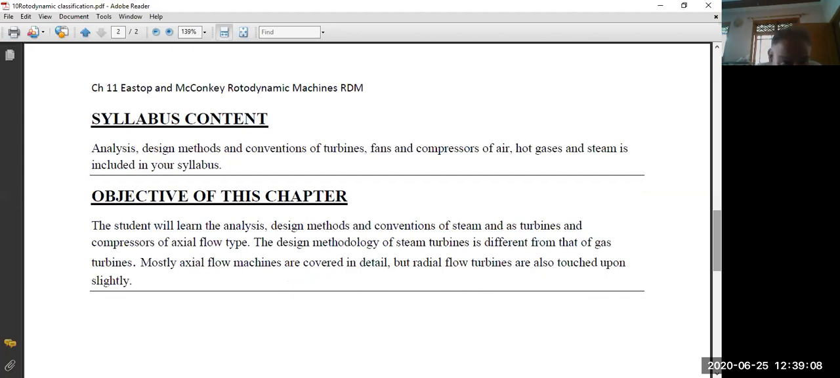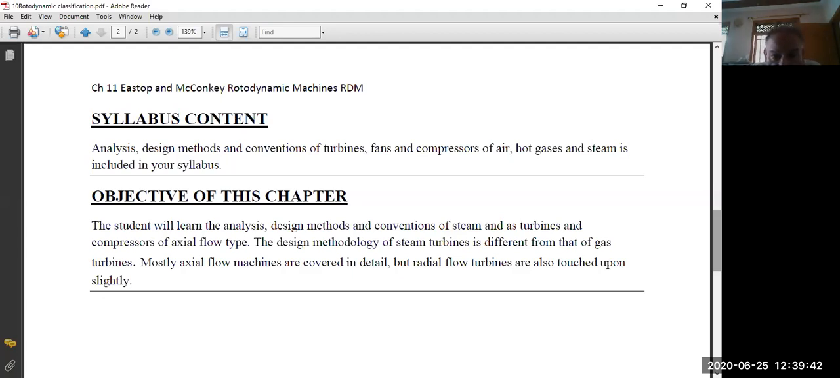It is included in the syllabus, but we will not discuss hydraulic turbines, we will not discuss hydraulic pumps, we'll discuss only steam and gas turbines and compressors. And to some extent, we will discuss radial turbines also. The objective of this chapter is the students will learn the analysis, design, and methods and conventions of steam and gas turbines and compressors of axial flow type.